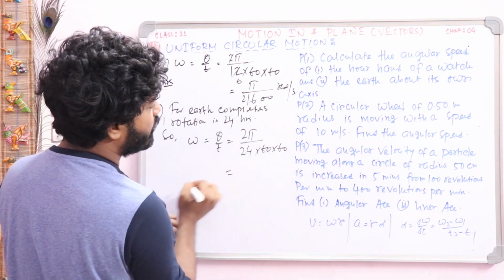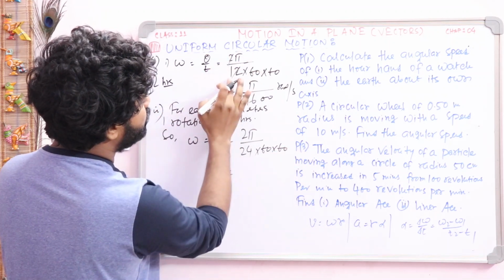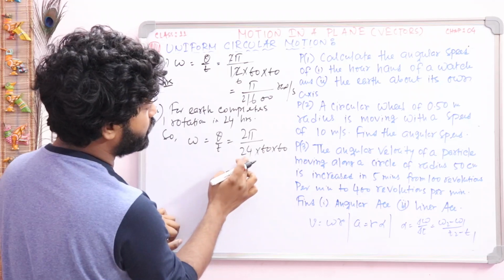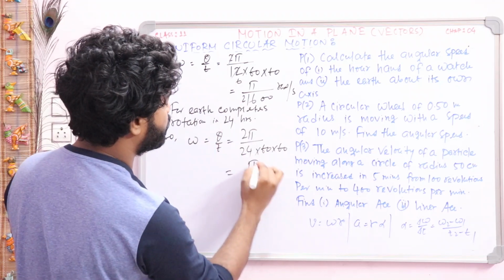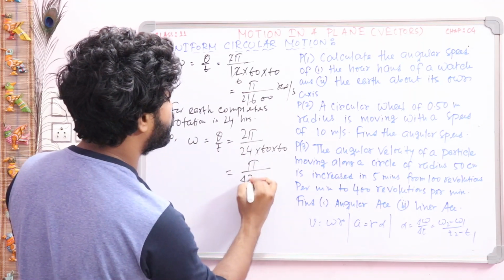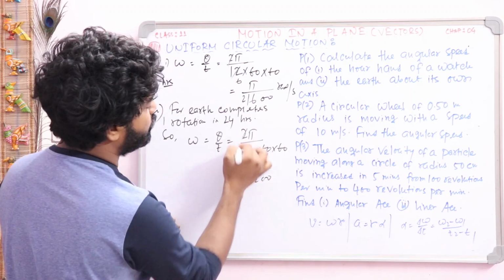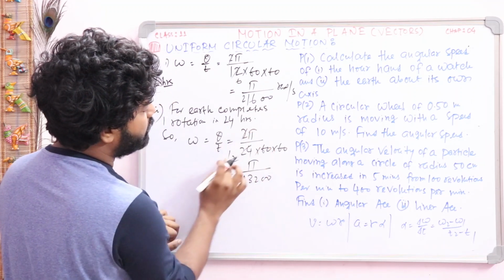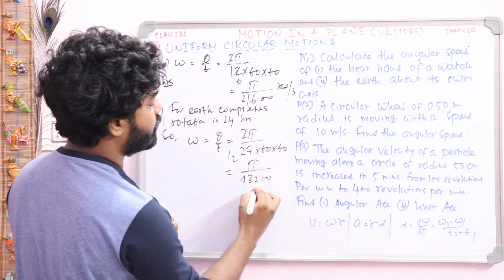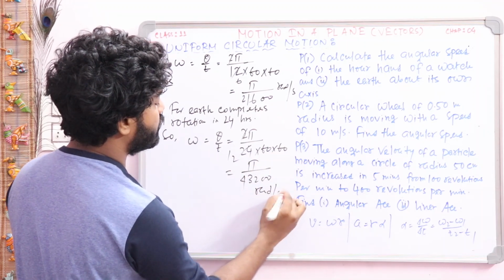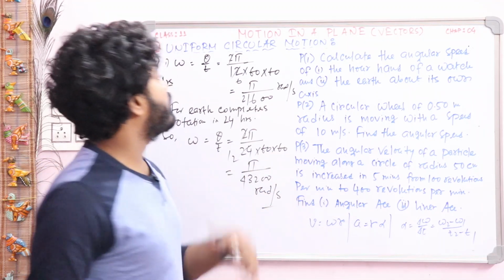That means this value will be 2 pi divided by 12 into 60 into 60, here 24, so this one will be twice, that is pi divided by 43200. So it will be 2 pi divided by 12 into 60 into 60, and this one will be in rad per second. Okay, so this is our first problem.